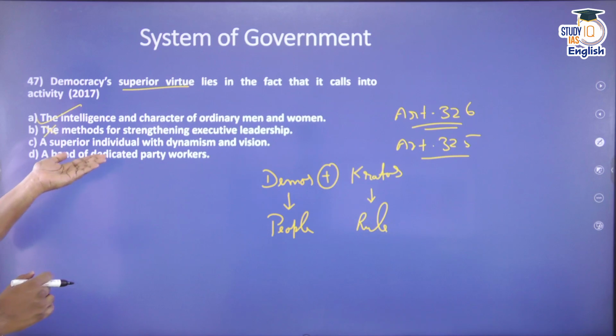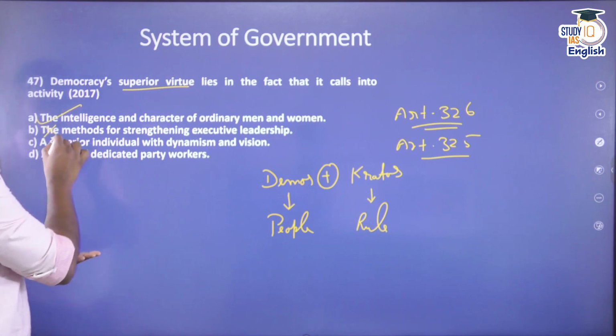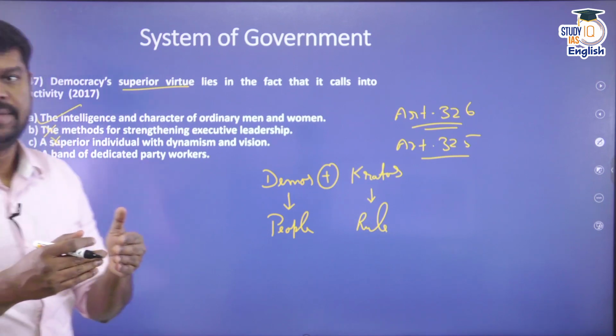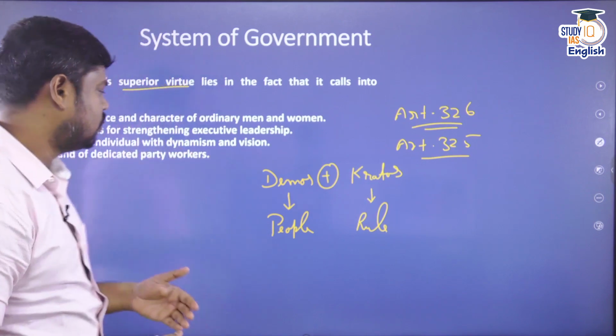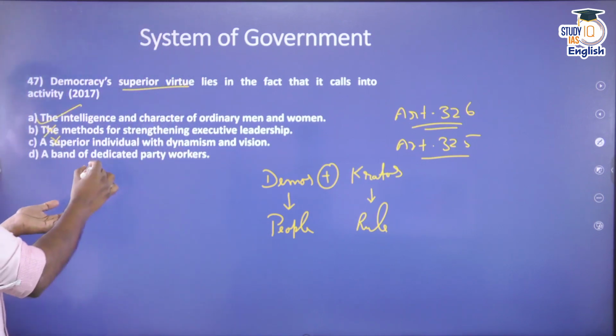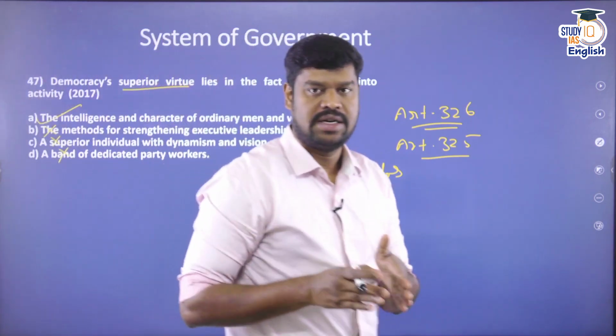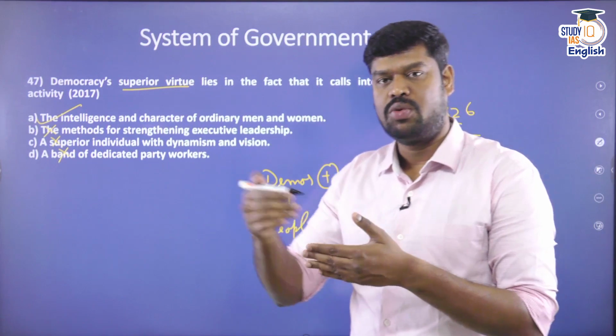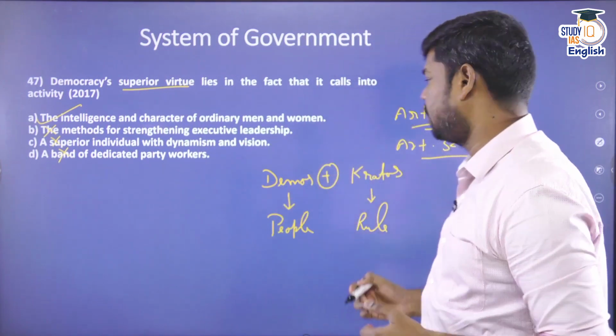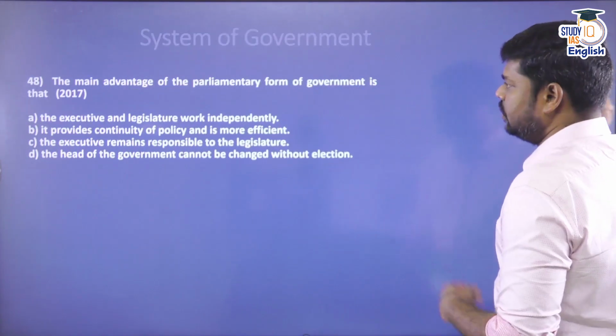The superior individuals with dynamism and vision, not necessarily. Then it is not democracy. Democracy means everybody shall have the equal right with regard to electing their government. A band of dedicated party workers, no, this is not the case. So option A is the right answer. Please understand what democracy is and what the idea behind democracy is. Come to the next question.